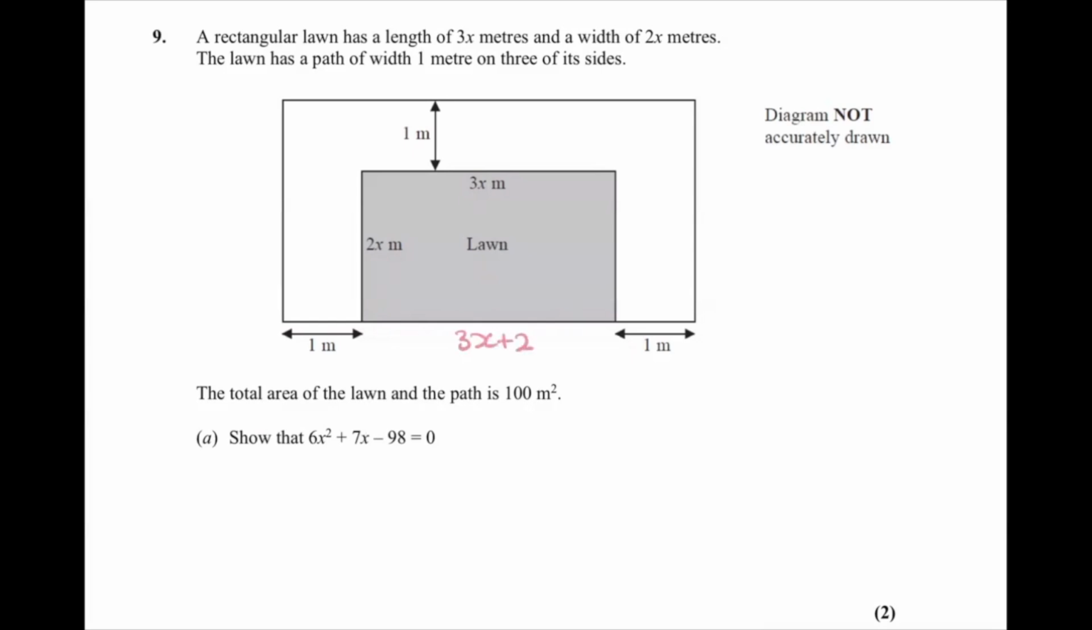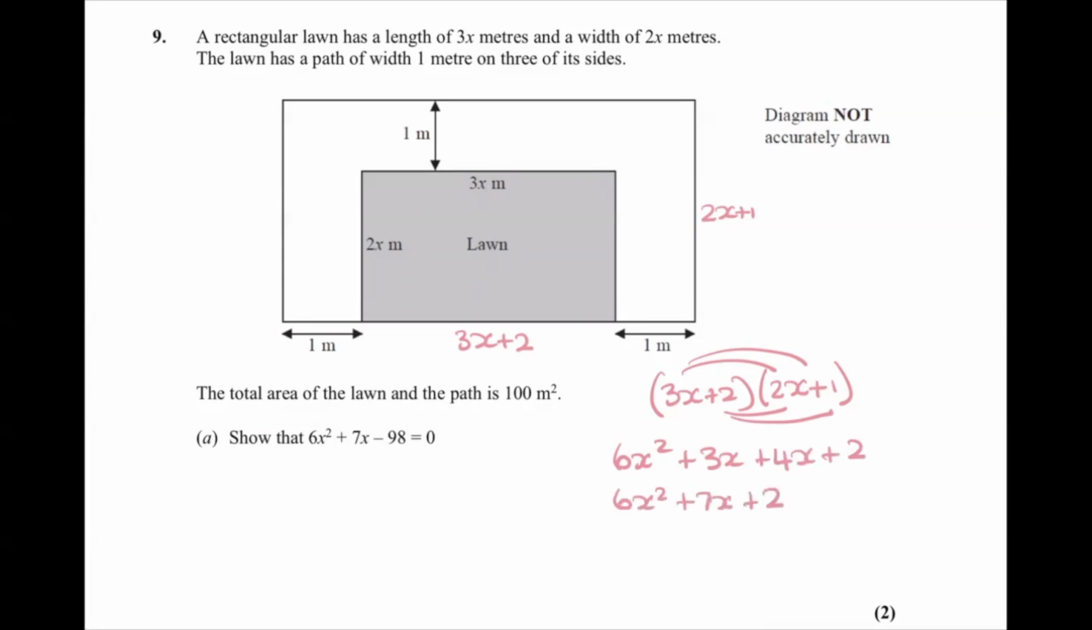And our height is 2x plus 1. And we know that they need to be multiplied in order to represent the area. So you'll use your crab's claw, your grid, your FOIL, whatever method you use, and you will get the following, which tidies up to... Now, we know that that is the area expressed in algebra, but we also know that the area is 100, so that equals 100.